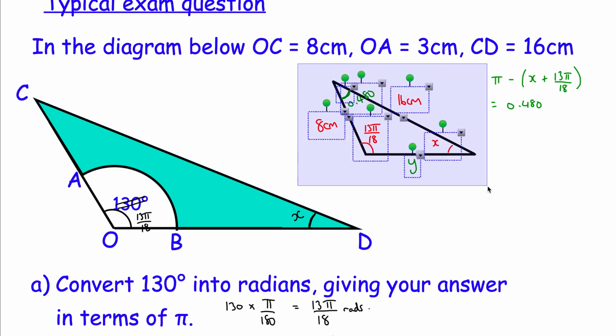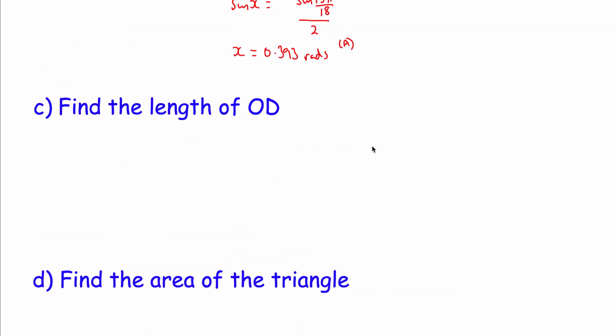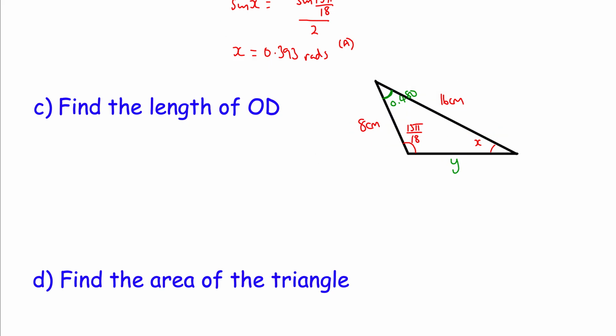So if we take this down to here, then we can say that y over sine of 0.480 is equal to, and I'm going to use the ones we know for sure rather than the x in case I've made a mistake. That's a good technique to use. 16 over sine of 13 pi over 18.